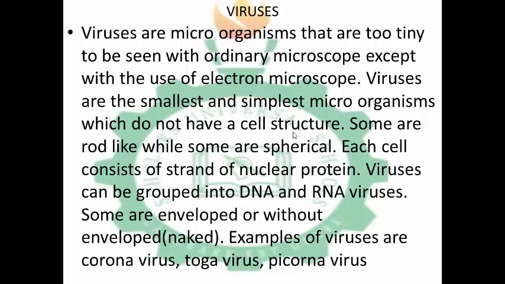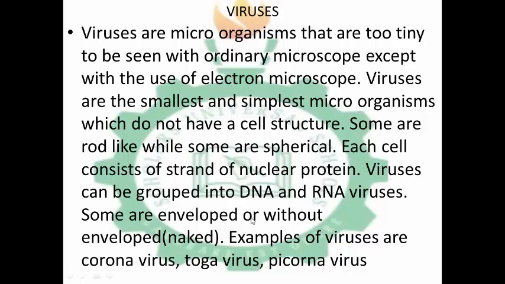That means they don't have what we call cell structure. Their cells are not constructed in a way that we can differentiate parts of it, and they are the smallest and simplest. That means they don't have complex structures present in them. They are just simple and they are the smallest. Some are round, some are spherical, depending on the shape. Each cell consists of a strand of nuclear protein.